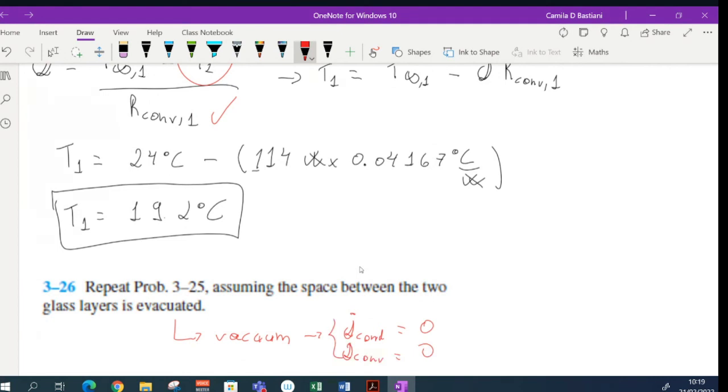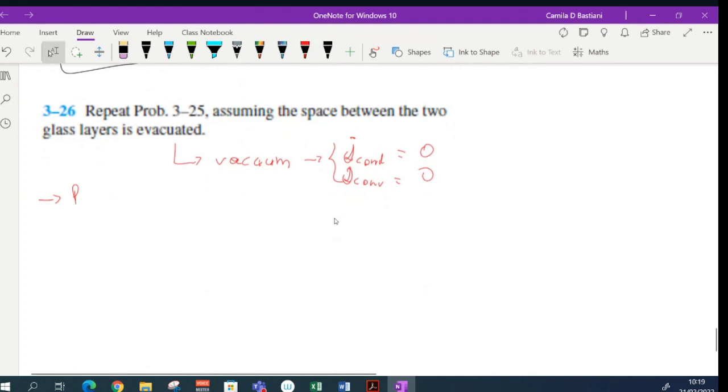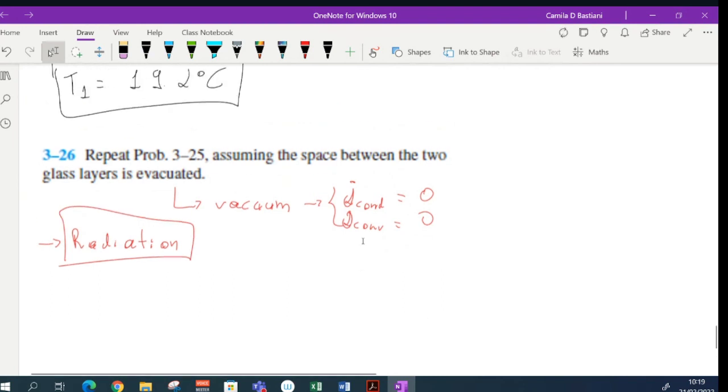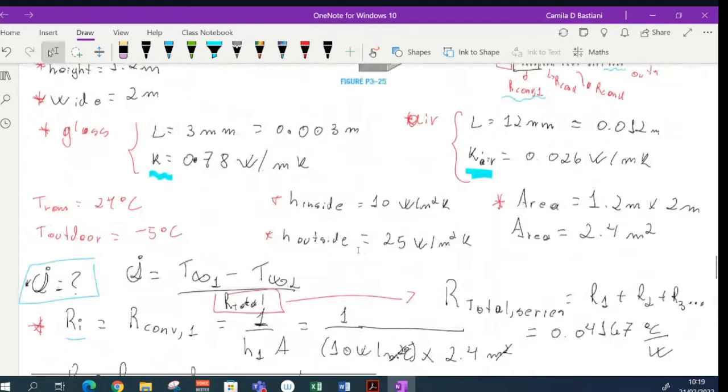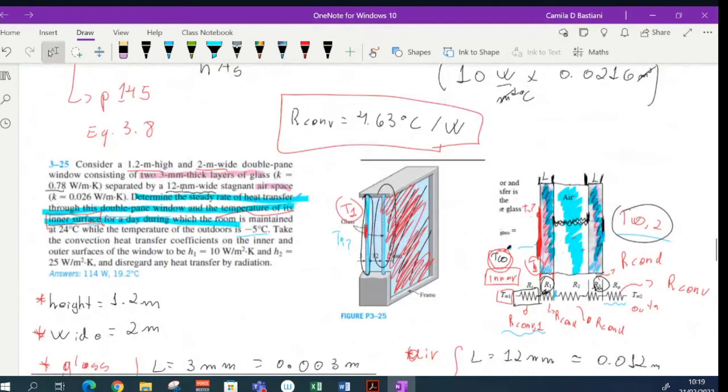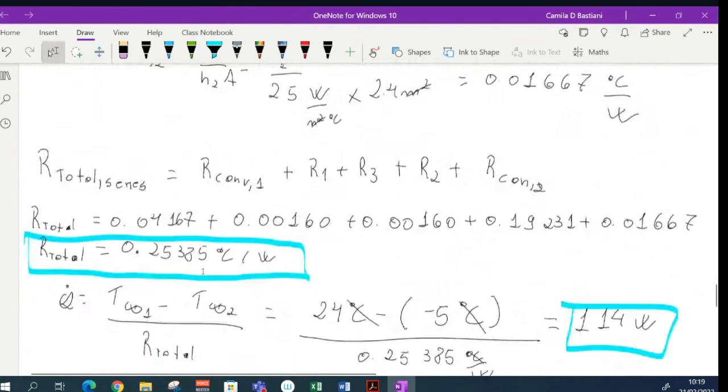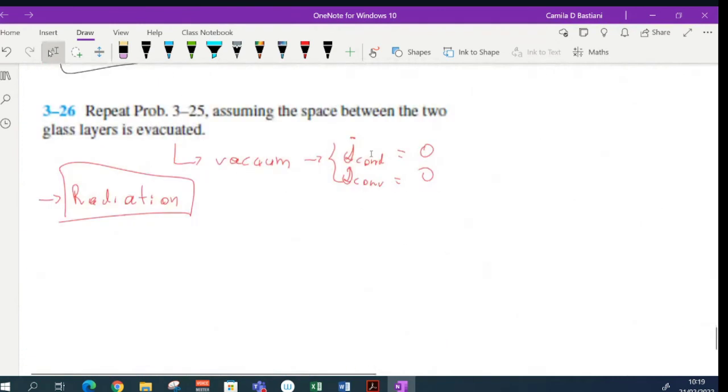the only type of heat transfer that I could have is due to convection. Sorry, due to radiation. So radiation is the only type of heat transfer that I can have through vacuum. The problem, 3.25, tells me to not consider radiation, okay? It tells me to consider that there is no radiation, disregarding heat transfer by radiation. So if I'm disregarding radiation and I have a vacuum, the answer for this problem here is that I cannot have any heat transfer, so that my heat rate would be 0.